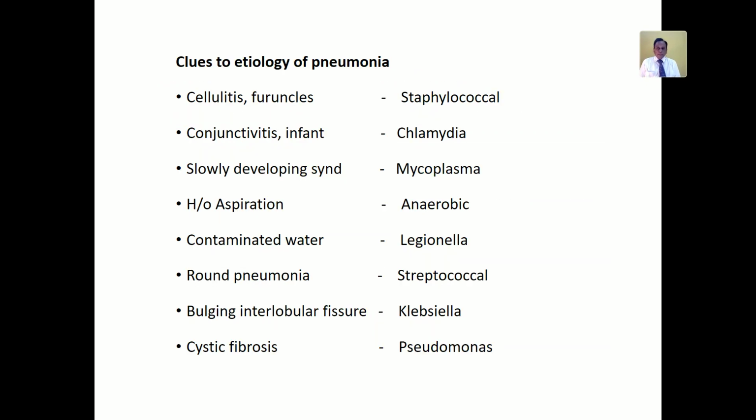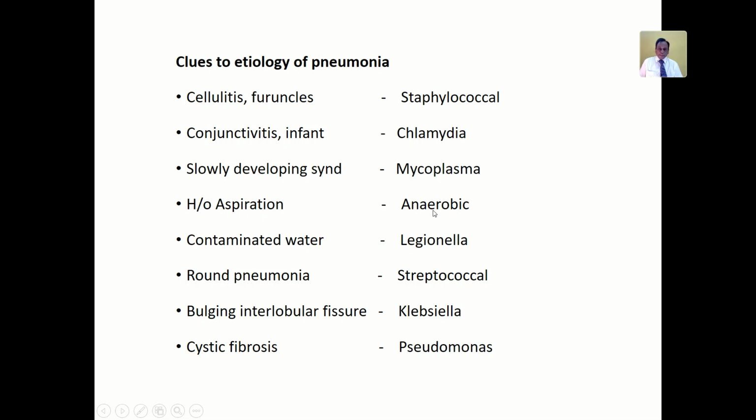Coming to the clues, even though I said fast breathing is a very, very important one, general examination is very, very important. Any malnourished child presenting with cellulitis, you have to think of Staphylococcus. Any young infant presenting with conjunctivitis with symptoms of pneumonia, think of chlamydia. I already talked about mycoplasma. It is a slowly developing syndrome, and sometimes the child develops some aspiration and may go on to pneumonia.